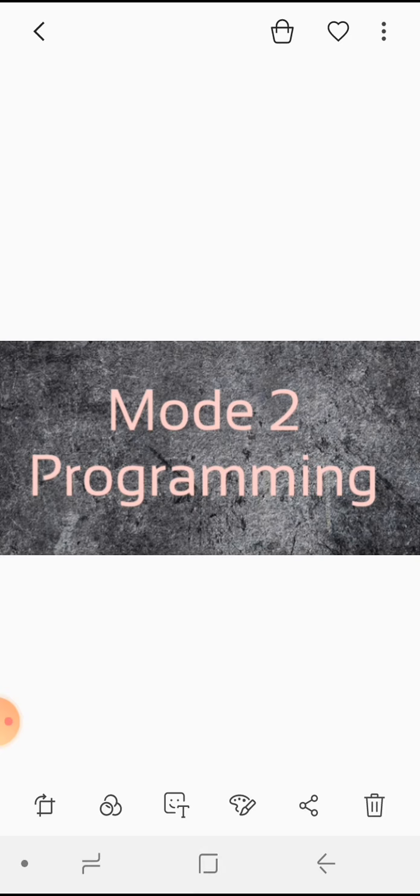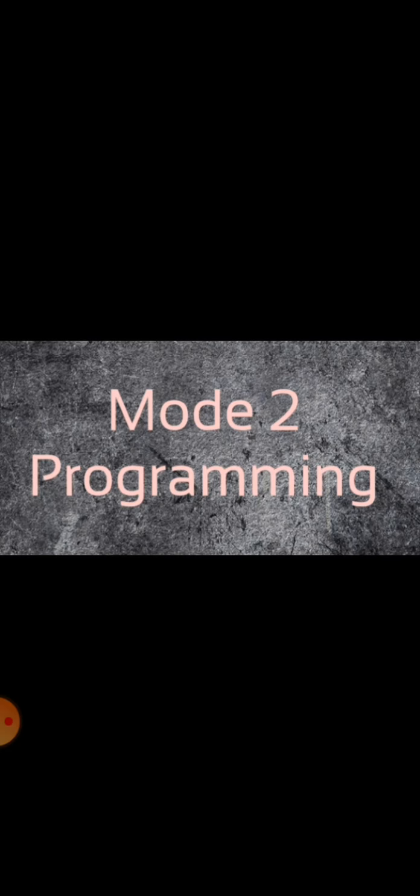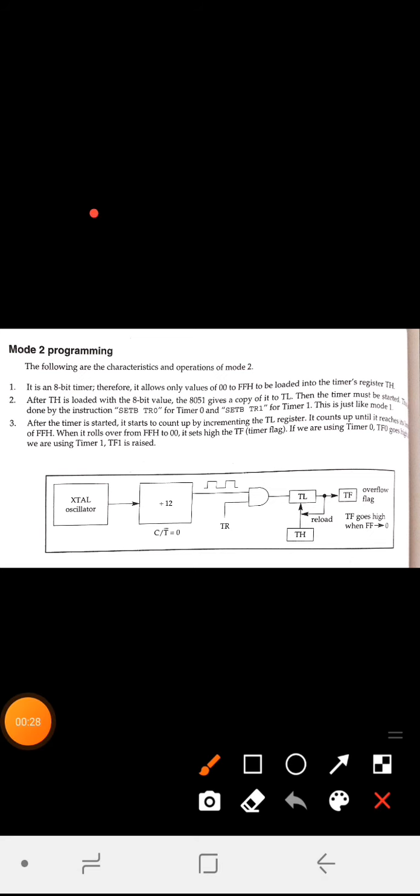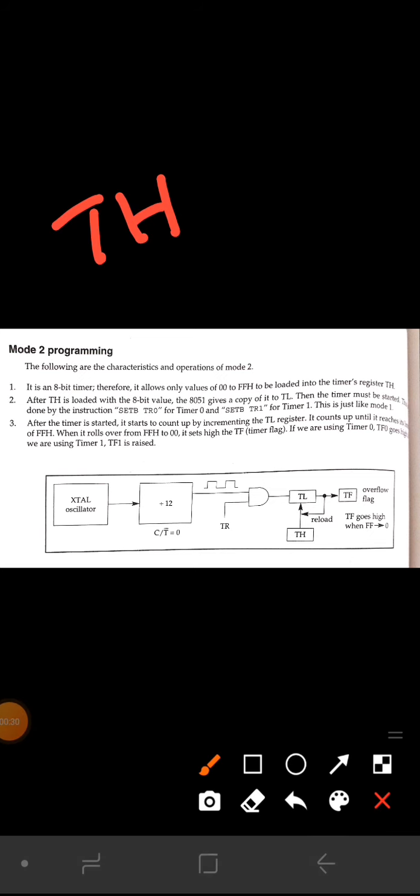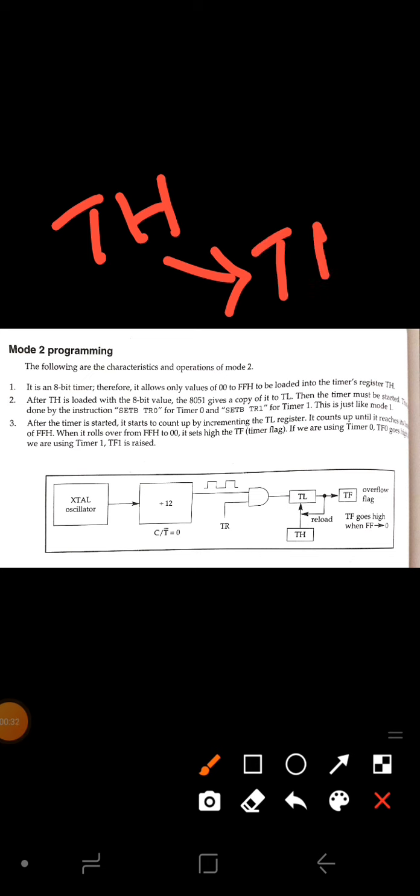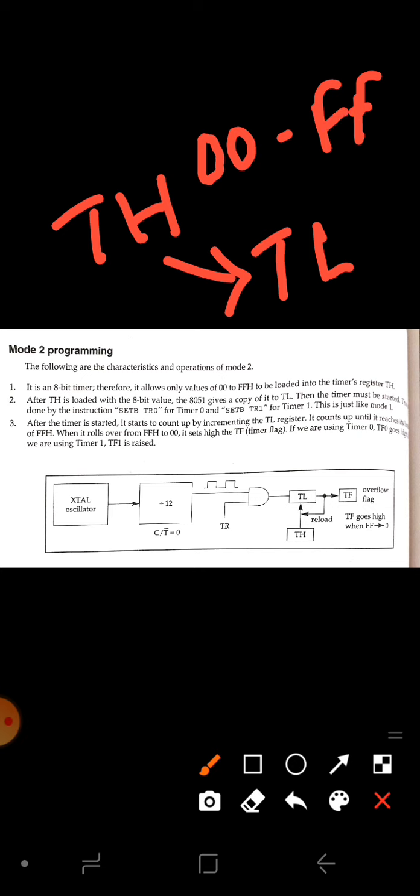Mode 1 was a 16-bit timer, so we used both TH and TL to load the initial values. Since mode 2 is an 8-bit timer, we will be using the register TH to load the initial value. The initial value will be loaded into TH and the same copy will be stored in TL also. Whenever we use mode 2, since it is an 8-bit timer, the count you can have is between 00 to FF. Therefore the maximum you can reach is only FF.